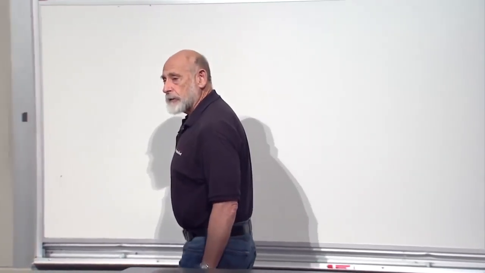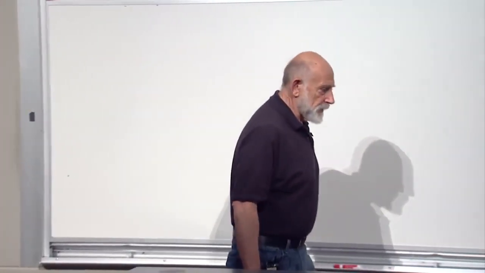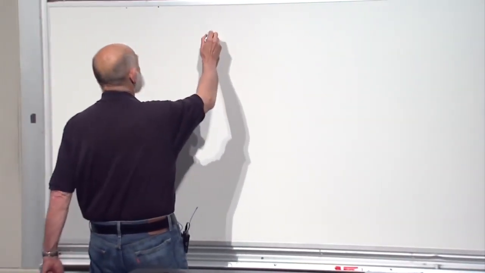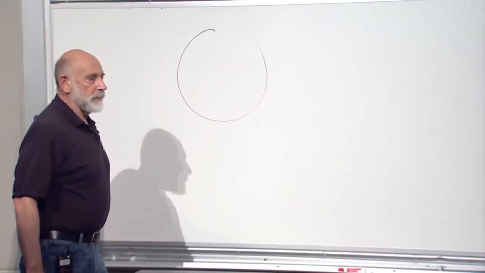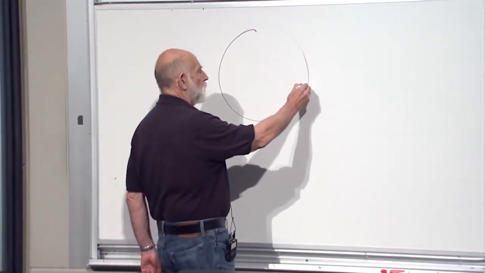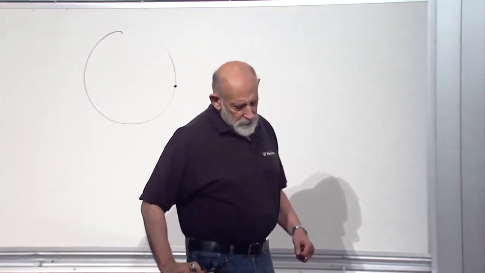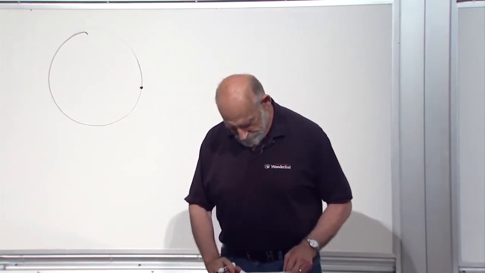Let's start with rotation symmetry. I want to think about a very simple system, namely a particle moving on a circle. It could be a particle moving on a circular wire. I don't want it to get off the circle, so it's a little particle, kind of a bead, moving on the circle. And what is the symmetry? The symmetry is rotational invariance.